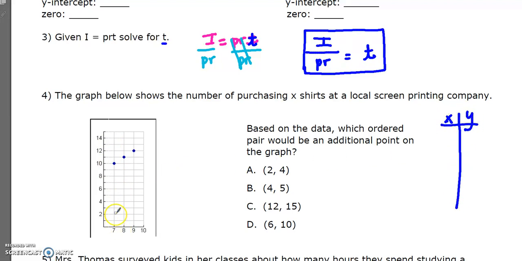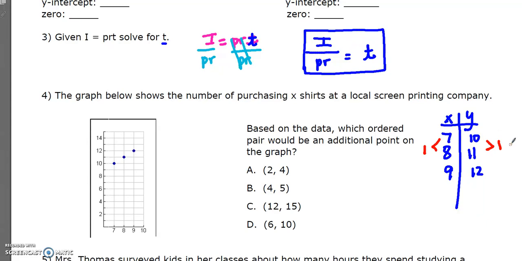So this first point is 7 for the X and 10 for the Y. The next point would be 8 for the X and 11 for the Y. My next point is 9 for the X and 12 for the Y. So it looks like as I'm increasing by 1 on this side, let me write that, we're increasing by 1 over here. We're also increasing by 1 over here.